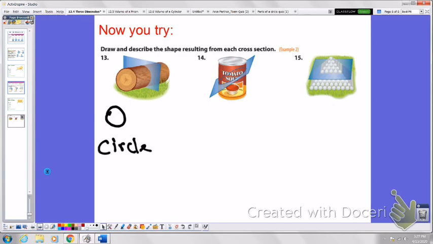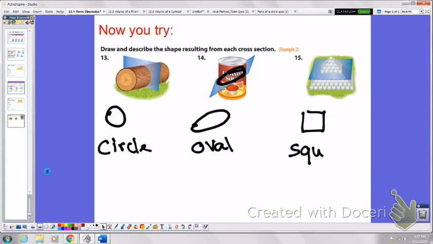Right, our can here. Here's an angled slice. If you see the dotted line here, it looks like it should be a circle, but it's actually not. It's more of an oval. And our last one, our horizontal slice. Think about what your base looks like. In this case, our base is a square. So that would be our horizontal slice.